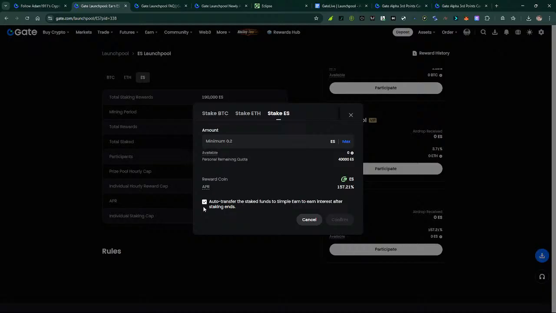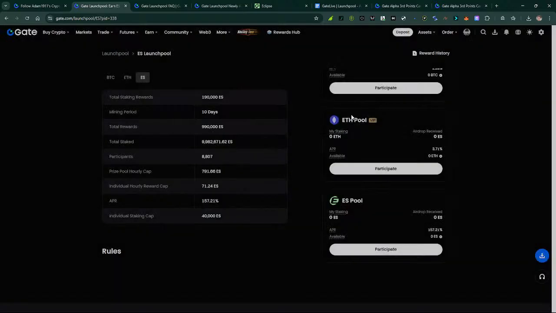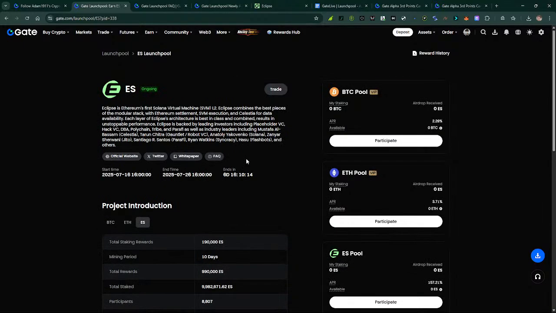And here as well, you can turn this option off, or keep it on. Mention your amount and then click confirm. That's it. That's super easy, right? So these are the details of the pools alongside the intro we have got here.